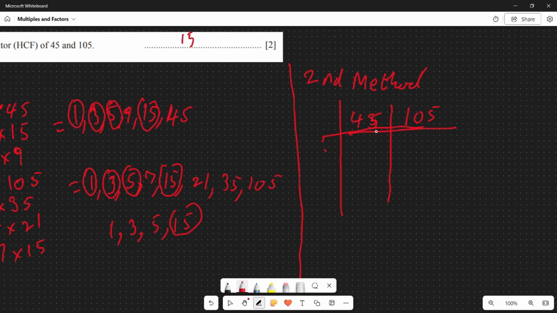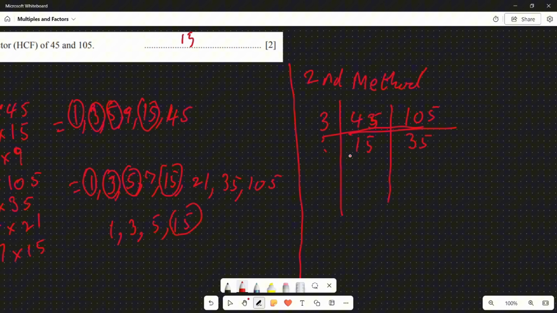So we'll look for a prime number that can divide both 45 and 105 without giving a remainder. And so when you look through, you notice that 45 and 105 can be divided by 3. So 45 divided by 3 will give you 15, and 105 divided by 3 will give you 35.